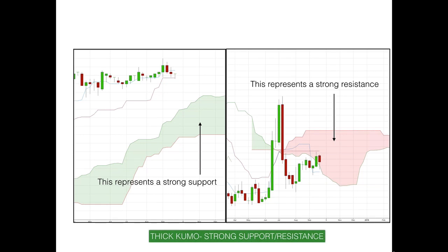The thickness of the Kumo defines the strength of the support and resistance. So the thicker it is, the stronger it is, and the harder it is to break out of. If price is above the thick Kumo, then we have a strong support. So price will have a hard time breaking below it. At most, price will try to move sideways first before breaking below it, so it will not be a drastic drop. If price is below a thick Kumo, then that will also serve as a strong resistance. So price will tend to move sideways before breaking above that resistance.